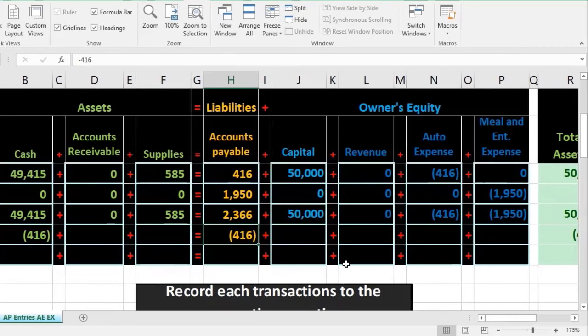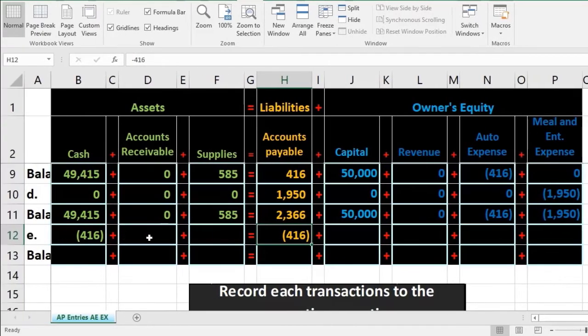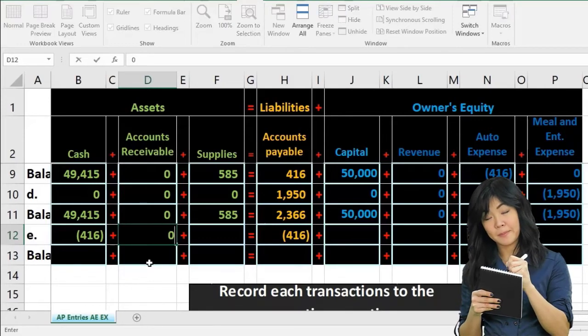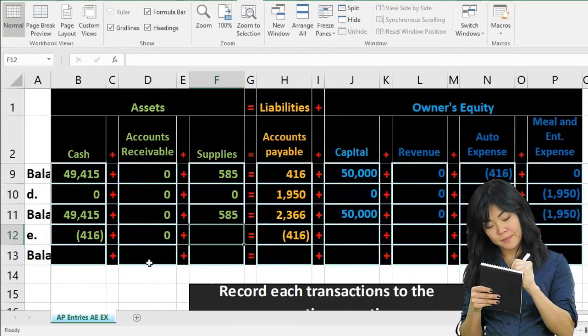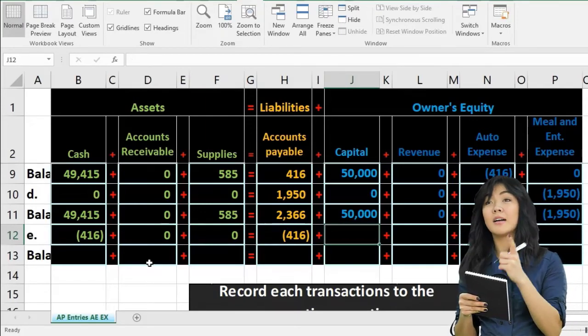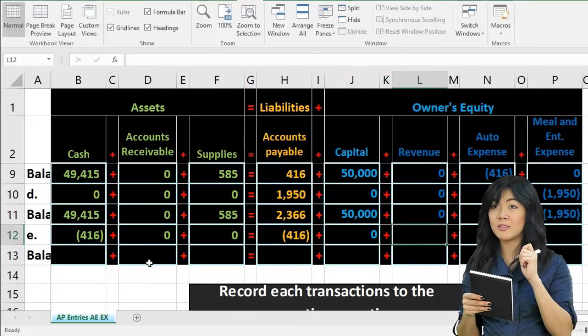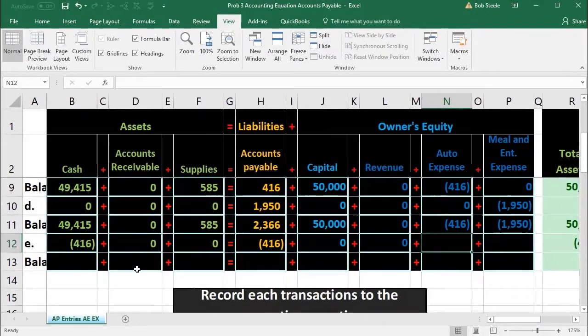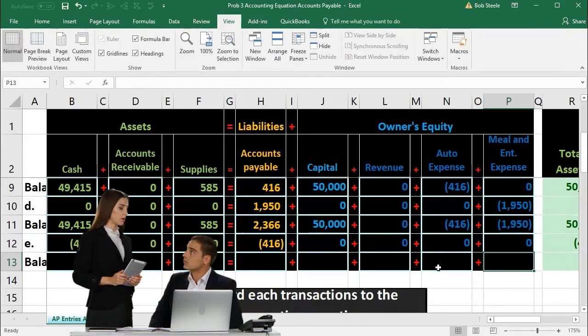We are in balance now, meaning assets equal liabilities plus equity in this transaction E. We will now record the zeros in this transaction to fill in all the rest of the cells. So we are in cell D12, 0, tab, tab. Cell F12, 0, tab, tab, tab, tab. Cell J12, 0, tab, tab. Cell L12, 0, tab, tab. Cell N12, 0, tab, tab. In cell P12, 0, and enter.